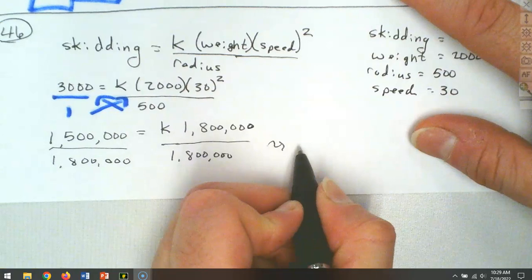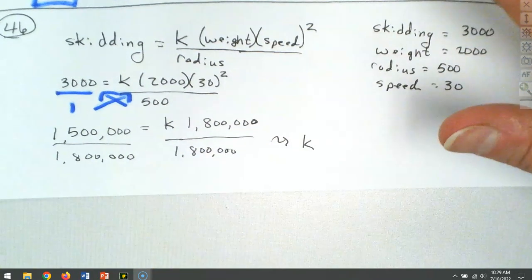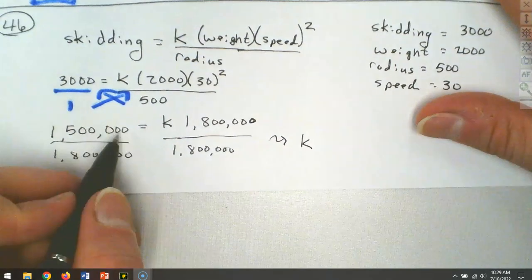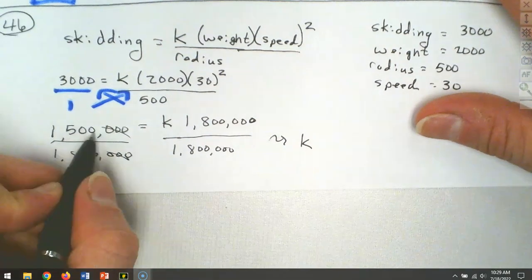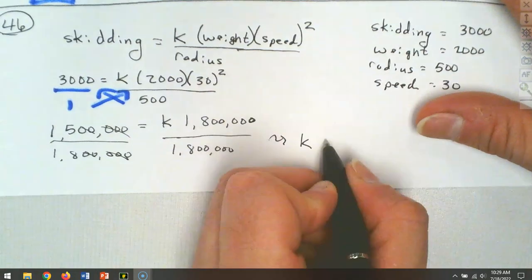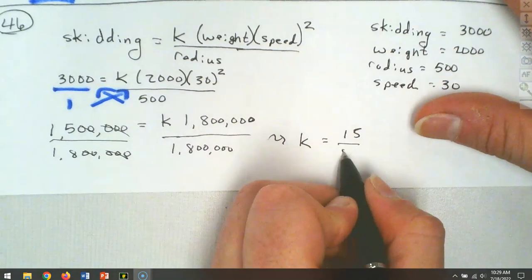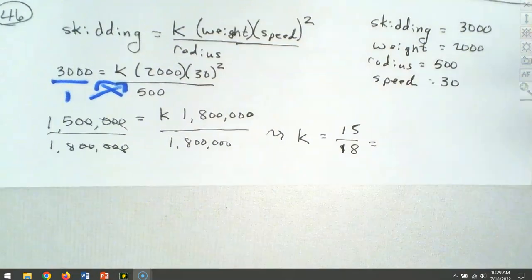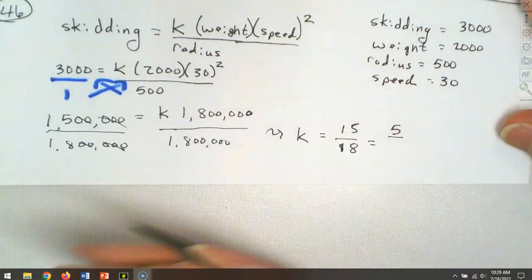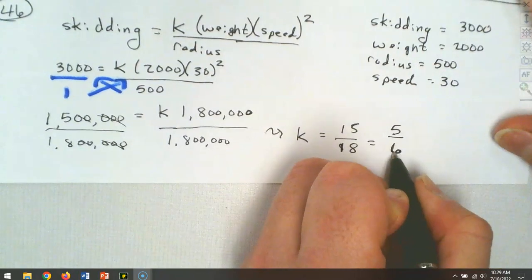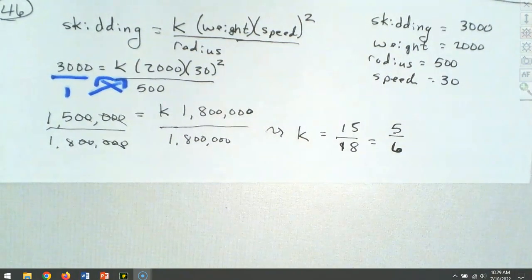I'm going to show you a shortcut here. When you divide, those zeros can cancel out. So these three zeros cancel. Those two zeros cancel. So now you're left with 15 over 18. And I believe I can reduce that down a little bit more because they both have a 3 in them. So that's going to reduce down to be 5/6 there. So whenever you have those zeros, they can all cancel out. So that's going to be our new K.